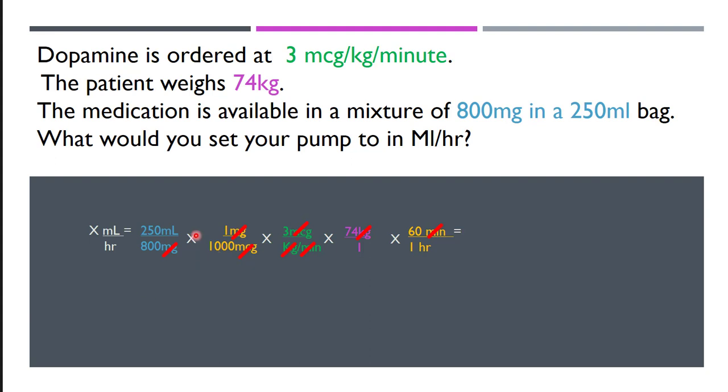Now all I have up there after all these calculations is mils and hours. I needed mils per hour. I know I'm done. So I get to multiply, cross, and divide. And that's what it would look like. 4.1625 becomes 4 mils per hour.